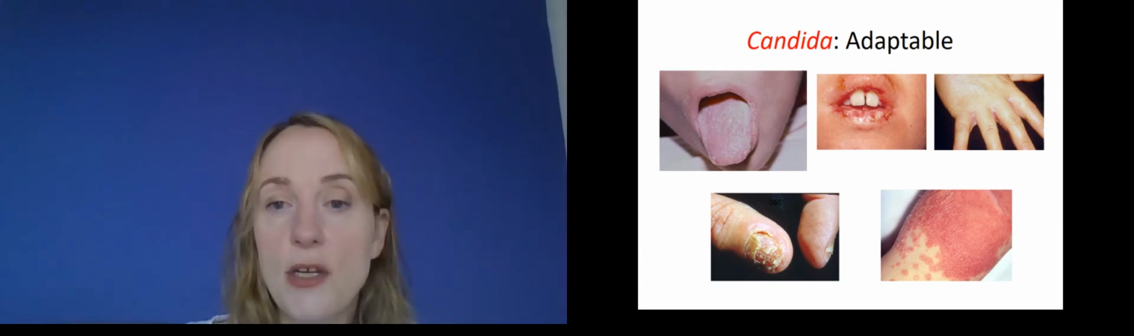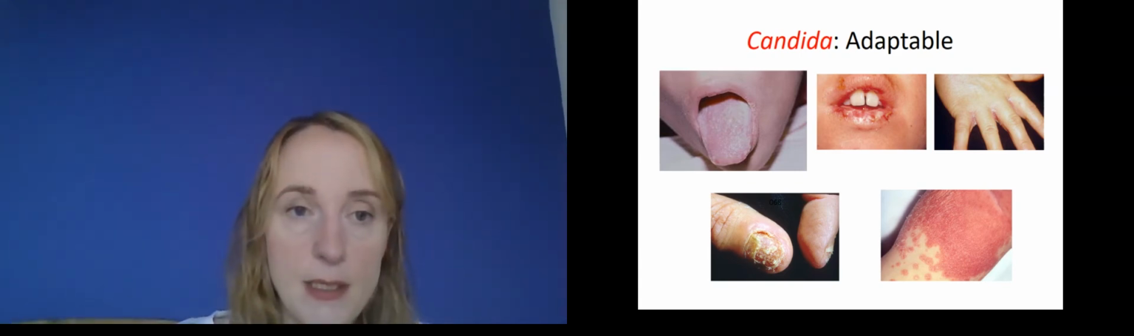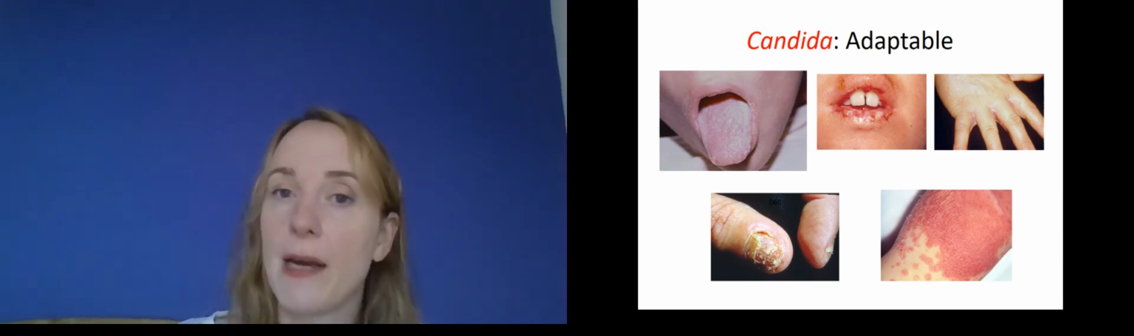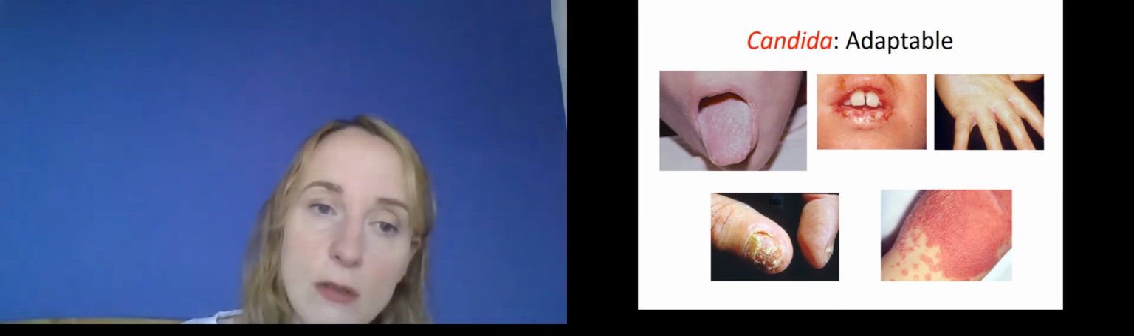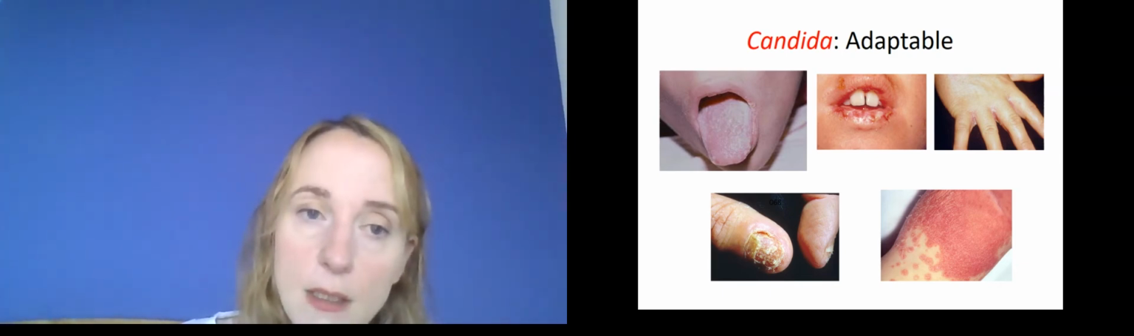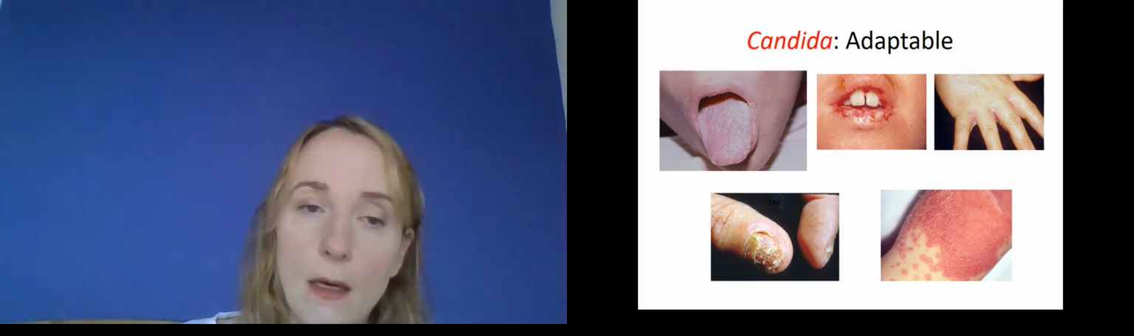This is a slide to show you how adaptable Candida is and how it can grow on the body. So this is Candida, an oral thrush, sometimes called Candida infection of the mouth. This is very characteristic. Candida always has these big white plaques. Can you see them on this tongue? And that's the hyphae. You can actually see them macroscopically.